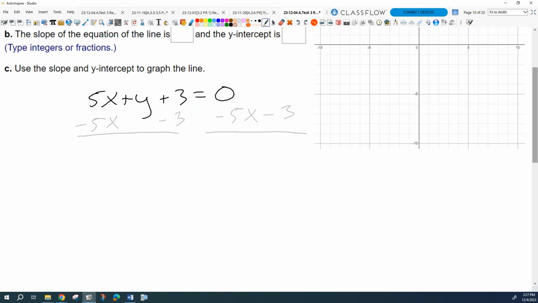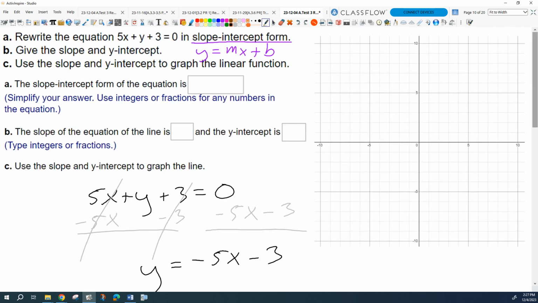So what do we get then? We canceled the x's on the left side. We moved them to the right. We moved the 3 to the right. We get y by itself is equal to 0 minus 5x minus 3. Isn't that just minus 5x minus 3? Anybody agree? Okay. Good. So now we got it into the correct form.